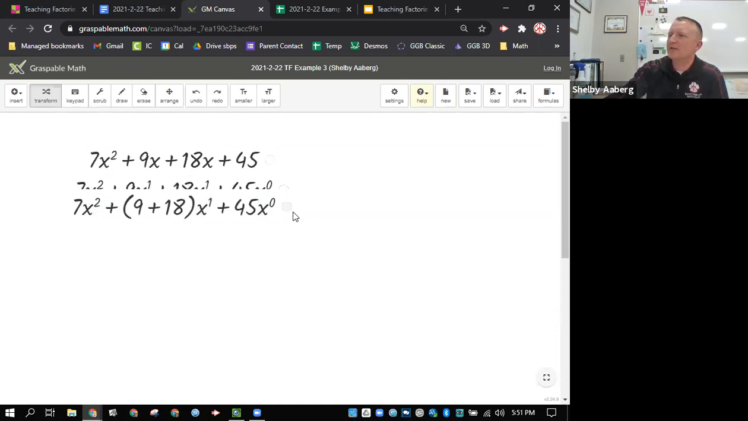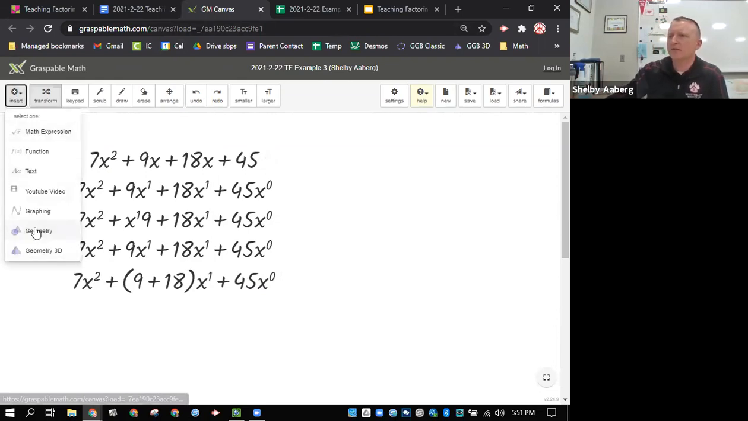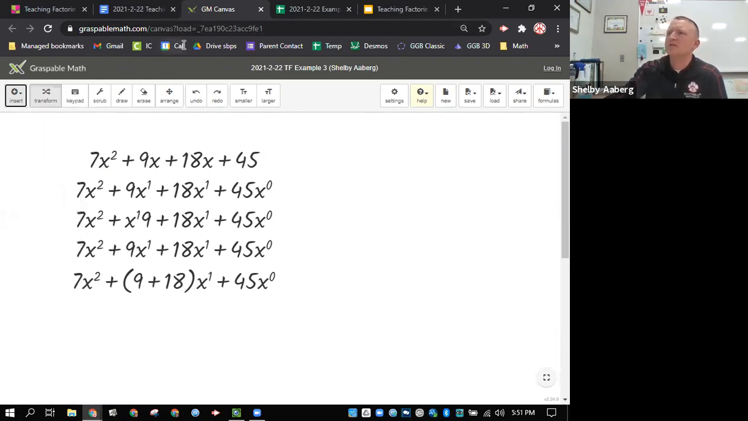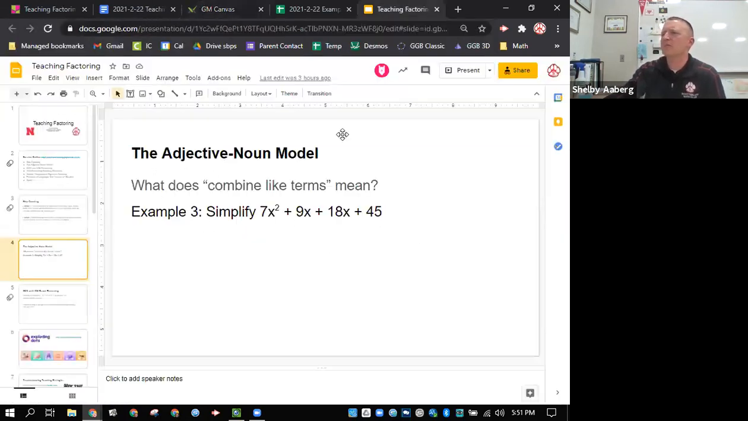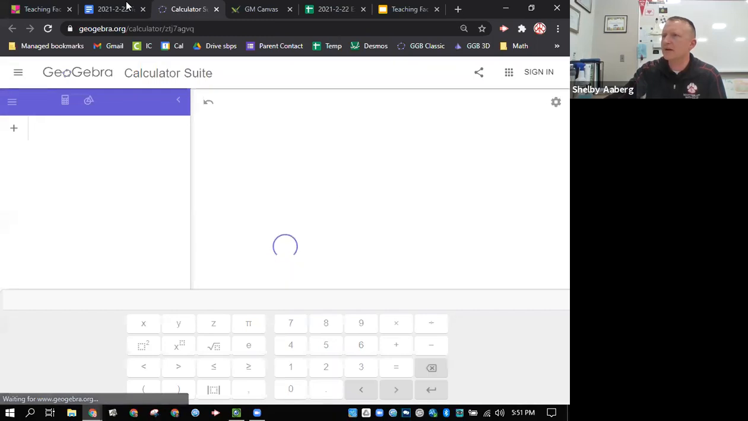You can drag through here, and there are some great tutorials on Graspable Math. There are 16 of them that are each a minute long. So if you've never used this, you could walk away from this talk right now and you've got a great resource. You can also insert over here, for example, a graphing interface from GeoGebra. We can do 3D stuff as well, and it all embeds down here. So that's Graspable Math on that third problem. What does combine like terms mean? And then I also have a GeoGebra sheet for the GeoGebra fans out there.